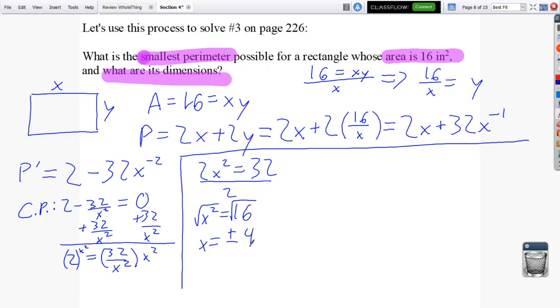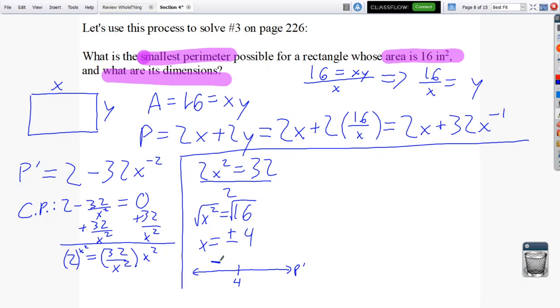Now I do have to make sure that 4 is our minimum, because again, I'm trying to find the smallest perimeter. In order to make sure that it is the minimum, again, I use my sign chart. P prime, putting down positive 4 over here. If I plug in some number to the left of 4, like let's say 0, oh, I couldn't plug in 0. Maybe plug in 1. So 2 minus 32 times 1 to the negative second power. That would be like 2 minus 32, which is going to give me a negative right there.